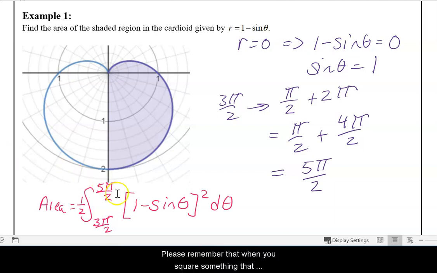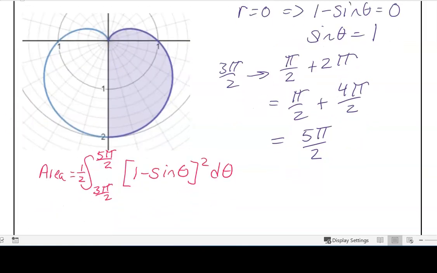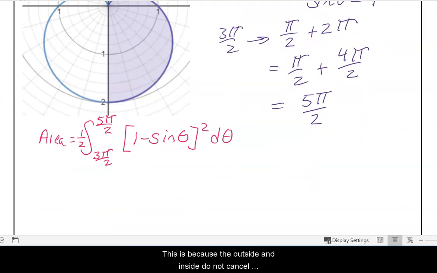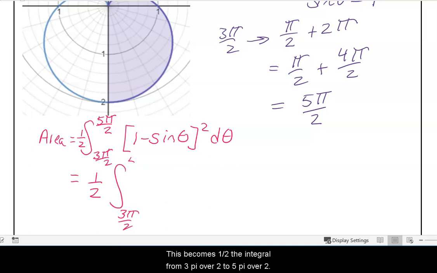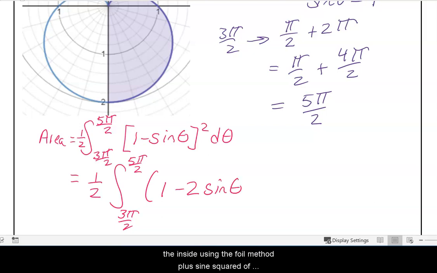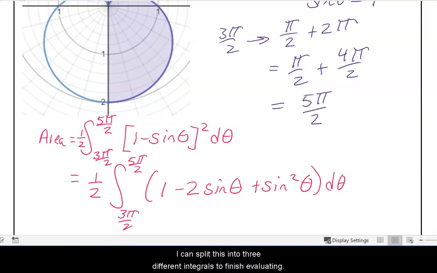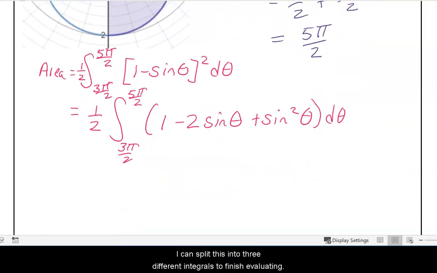Please remember that when you square something that has 2 terms, you must end up with at least 3 terms. This is because the outside and inside do not cancel. Don't give me 1 plus sine squared of theta. This becomes 1/2 the integral from 3 pi over 2 to 5 pi over 2 of 1 minus 2 sine theta, from the product of the outside and the inside using the FOIL method, plus sine squared of theta d theta. I can split this into 3 different integrals to finish evaluating.